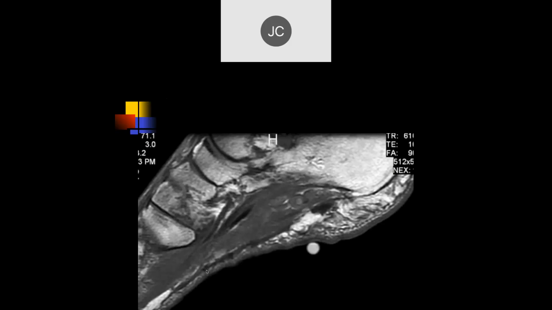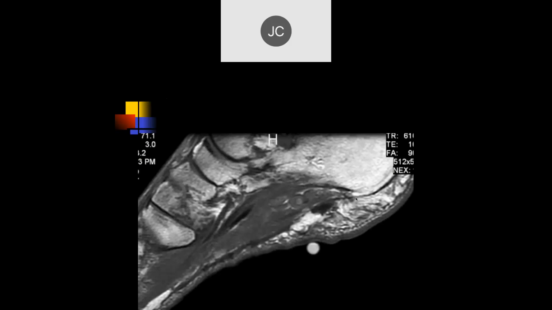Yeah, we should talk about spurs here. And I don't see much of a spur. A spur would really come off as a bony prominence here. Spurs of the plantar aspect of the calcaneus are extremely common. They're in almost everyone over the age of 40, at least in the United States.